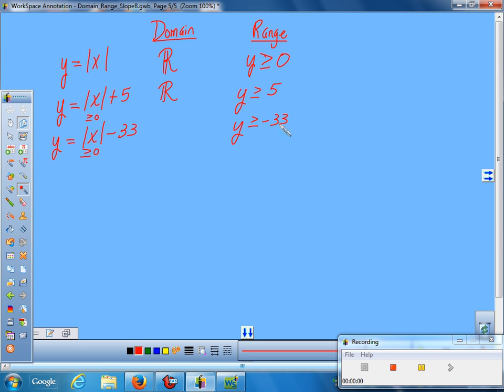Now, Andrew just made a statement that the domain's always going to be all reals. With an absolute value, can you make that assumption? Are you saying any absolute value can always have any number put inside it? Name me a number you can't put in an absolute value. You can always put anything in an absolute value. It's always all real.